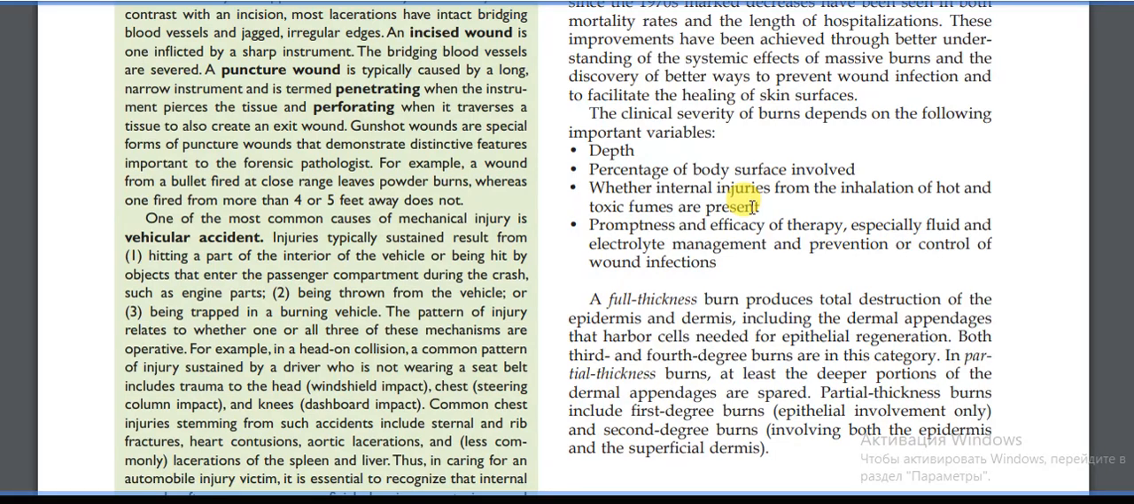So during the burn, misfolded proteins are produced. You remember that heat can damage the proteins in the cells, and these proteins get misfolded. And you remember that the way our body reacts to these misfolded proteins is apoptosis.